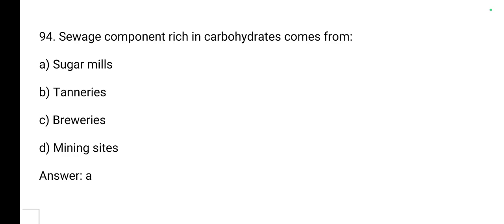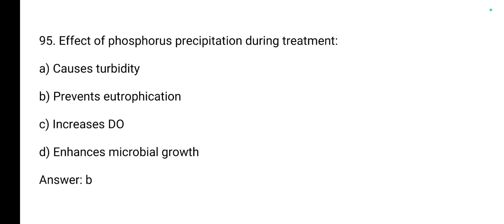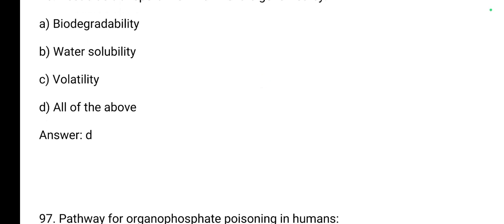A sewage component rich in carbohydrate comes from sugar mills. The effect of phosphorus precipitation during treatment is that it prevents eutrophication. Pesticide transport in the environment is governed by biodegradability, water solubility as well as volatility. So all of the above is the correct answer.